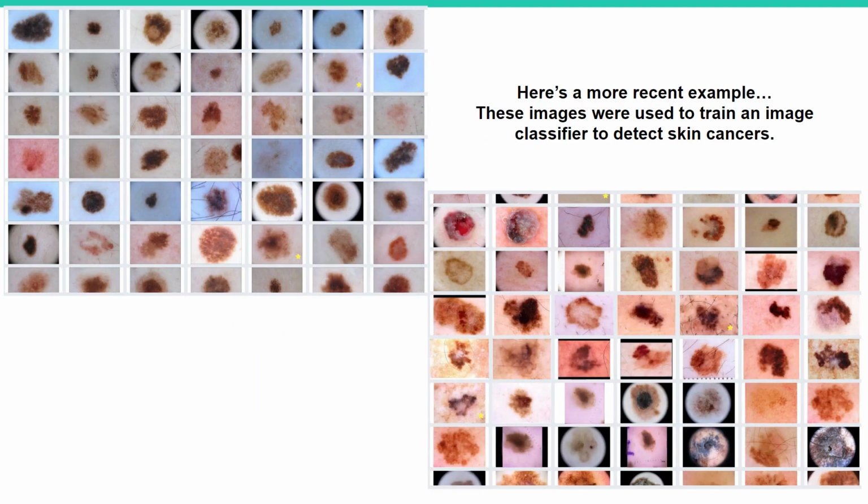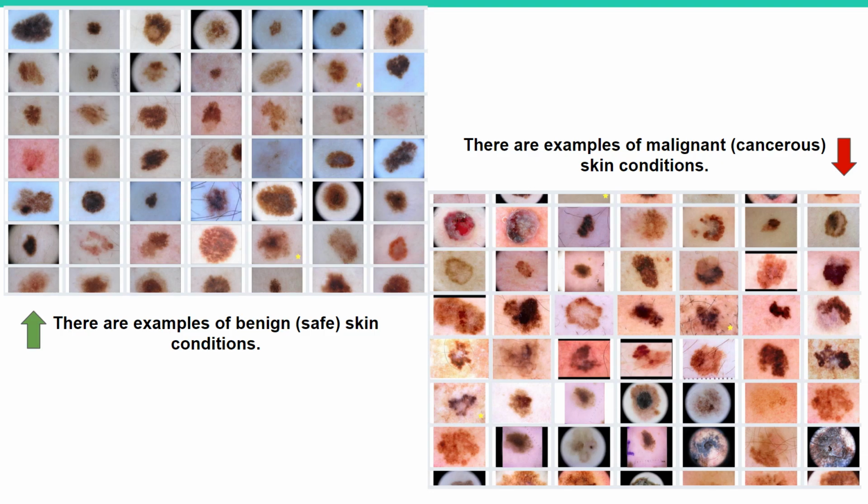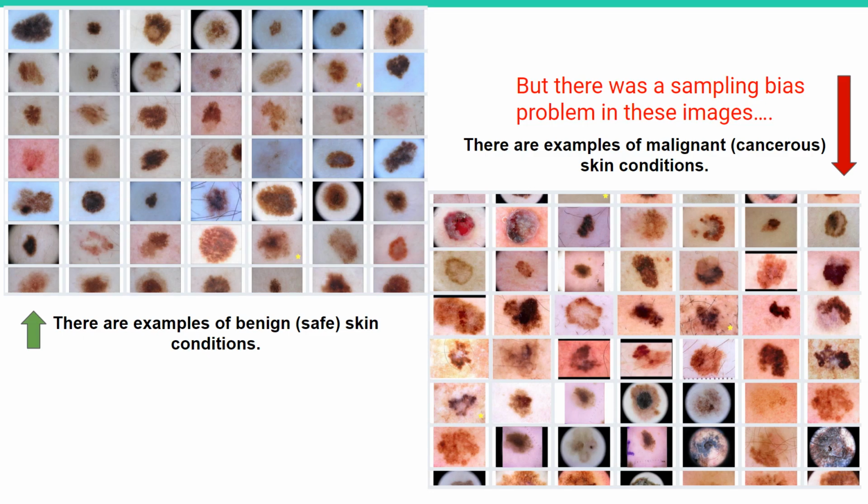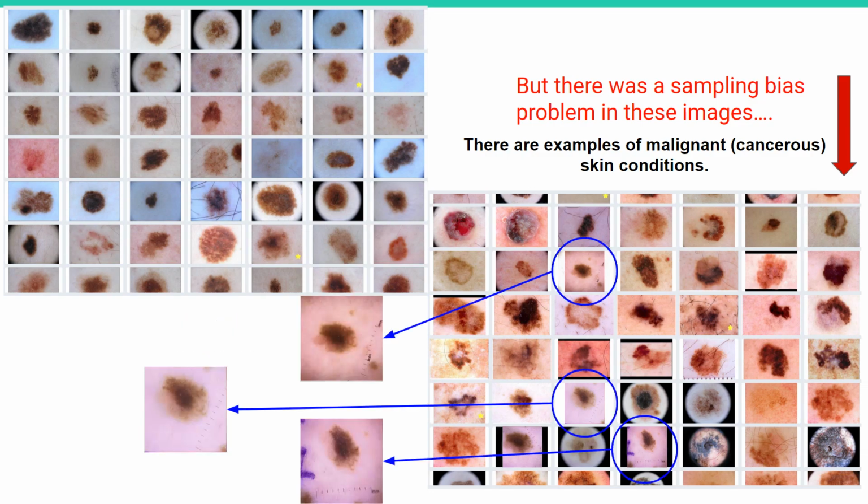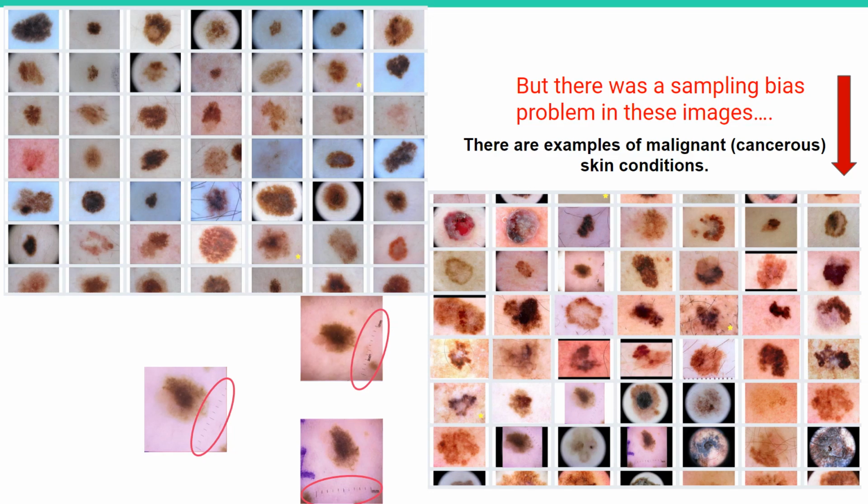So here's a more recent example where images were used to train an image classifier to classify whether a skin abnormality was cancerous or whether it was benign. The examples on the top left were examples of benign or safe skin conditions, and the images on the bottom right were examples of malignant, cancerous skin conditions. At first glance, these seemed to be okay, but there was actually a sampling bias in the images of malignant skin conditions, because some of them, when you zoom in, actually have little measurement markings there.